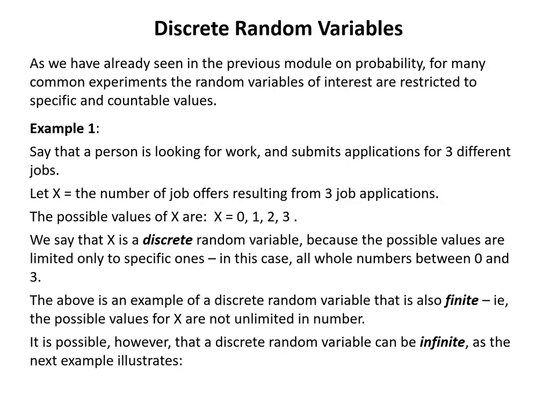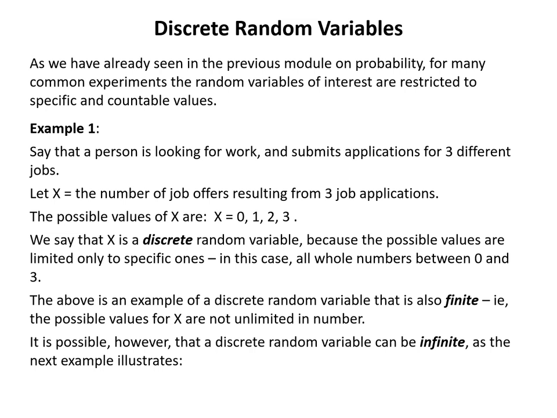As we have already seen in the previous module on probability, for many common experiments, the random variables of interest are restricted to specific and countable values. In example one, say that a person is looking for work and submits applications for three different jobs. Let X equal the number of job offers that result from these three applications. So the possible values of X would be 0, 1, 2, or 3.